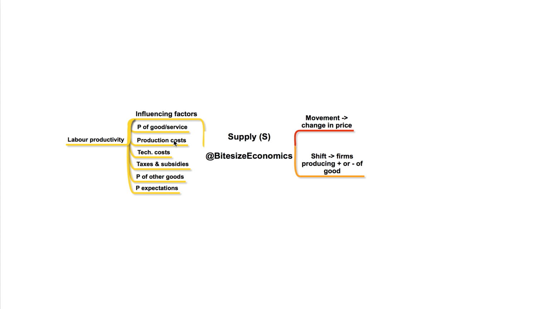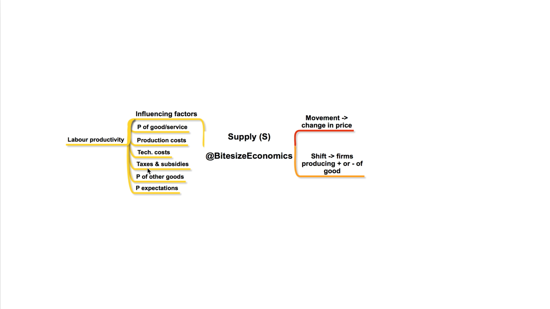Production costs are also another factor. So they cause an inward shift. An increase in production costs causes an inward shift as less can be supplied for the same price. Technology here I've also got. So this causes an outward shift because technology often causes the cost of production to lower. So that means that firms can produce more. So there's an outward shift, effectively.